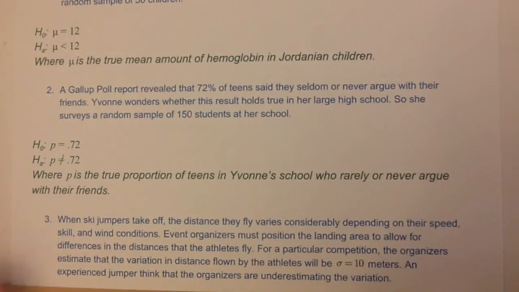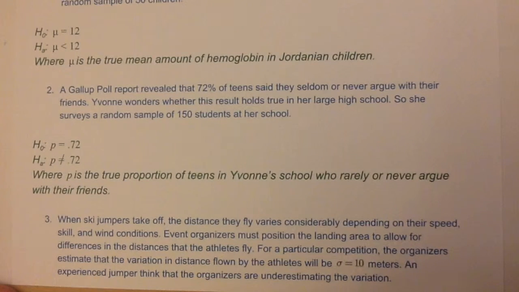And one last example. When ski jumpers take off, the distance they fly varies considerably depending on their speed, skill, and wind conditions. Event organizers must position the landing area to allow for differences in the distances that the athletes fly. For a particular competition, the organizers estimate that the variation in distance flown by the athletes will be sigma equal to 10 meters. An experienced jumper thinks that the organizers are underestimating the variation.